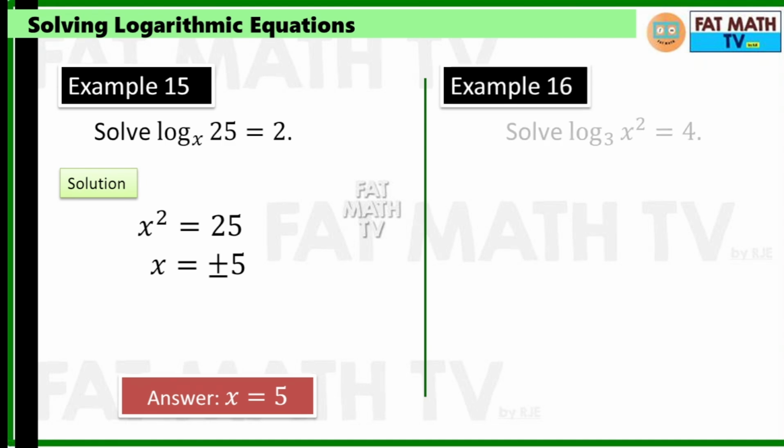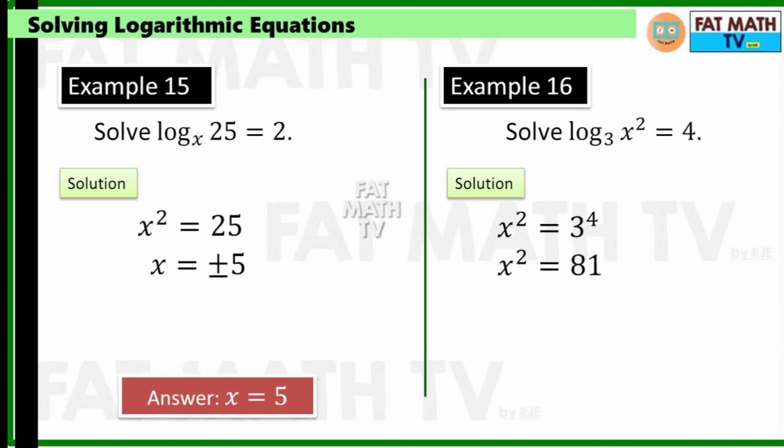Example number 16, we have logarithm of x squared to the base 3 equals 4. Just transform this into its exponential form. You will get x squared equals 3 raised to 4. 3 raised to 4 is 81. Extract the square root, you will get positive or negative 9.